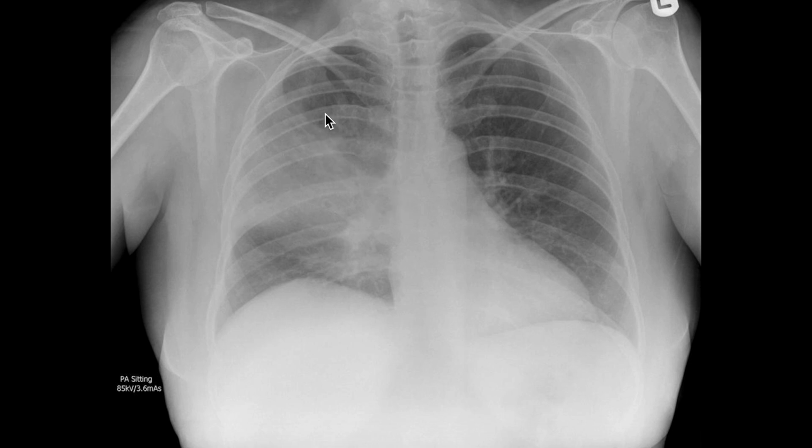So if I were to point this out here, you would see I'm going to point here to this edge, and then I'm going to point here to this edge of it. So as you can see, in between these red lines, we have this triangular shaped structure, and that's a sign of consolidation. And consolidation is very typical in individuals with lobar pneumonia.